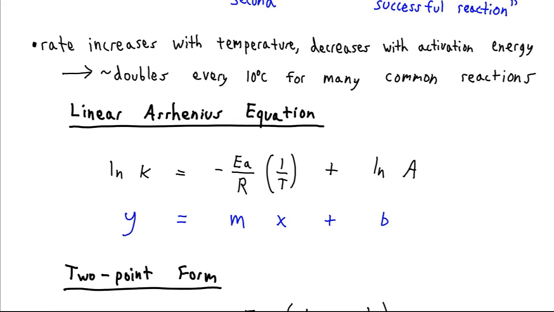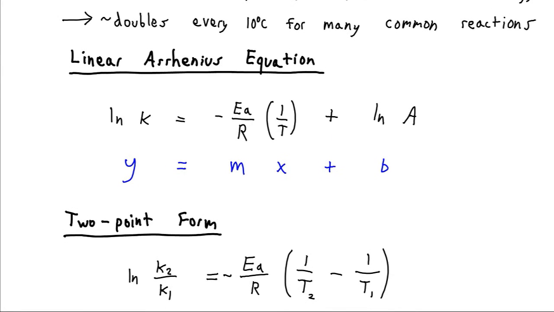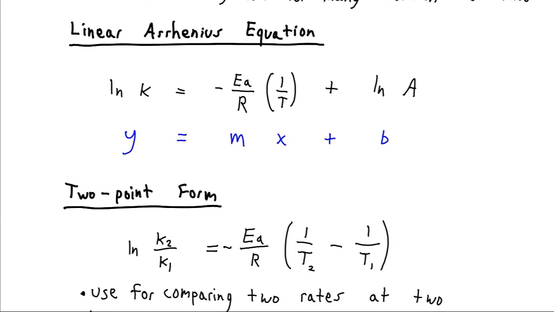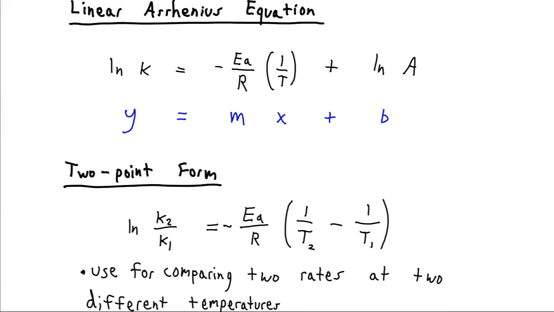We can use this equation twice, write it down for one rate constant and one temperature, and then write it down again for a second rate constant and a second temperature, and then divide those two equations. And if we do that, we'll get this equation, which is the 2-point form. So the natural log of the second rate constant divided by the first rate constant is equal to minus the activation energy divided by the gas constant times 1 over the second temperature minus 1 over the first temperature. Now this is very useful for comparing rates at two different temperatures.